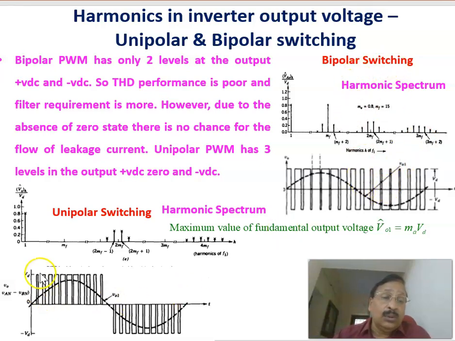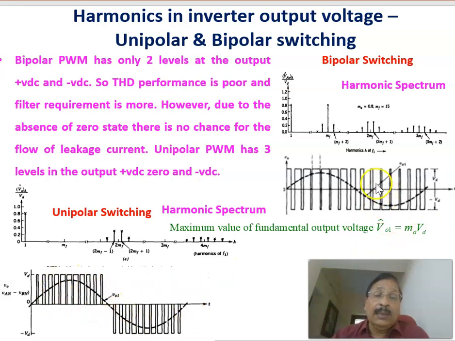But the same thing, if you go to the unipolar case, this is a unipolar output. It will be plus VD or 0 during the positive cycle, and during the negative cycle minus VD or 0. And of course the pulse width is again changing proportional to the magnitude of the sinusoidal. And this is the fundamental one. Again, the magnitude of the fundamental, same equation, MA into VD. Of course, the RMS value is equal to MA into VD divided by root 2.